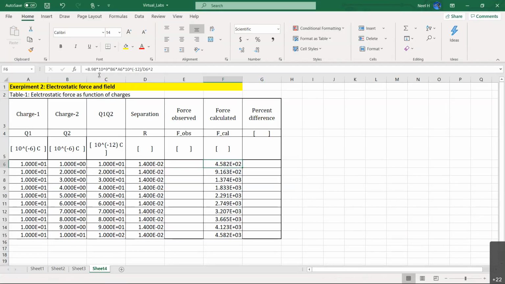Calculated force is K times Q1 Q2 divided by R to the power 2. This is the function I'm using. You should be familiar with all of these now. I will leave it here, and you can refer to it later. That is the function I'm using to calculate the force.